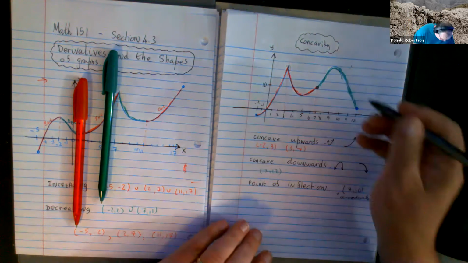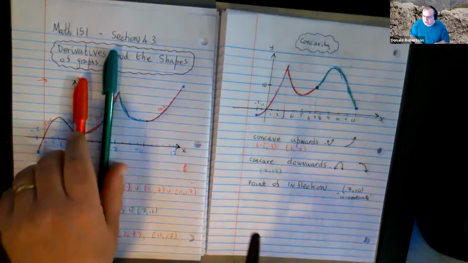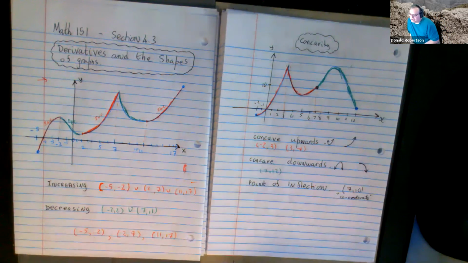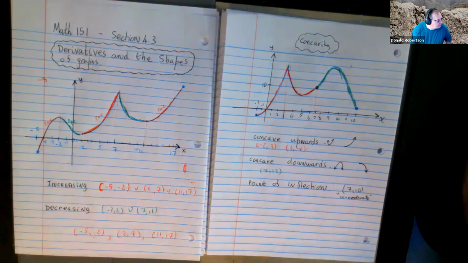So, are we happy about concavity? Shapes being concave up and shapes being concave down. Right, so let's look at how that works out when you do it on WebAssign, because the first couple of questions, I think it's the first two, but it might be the first three.